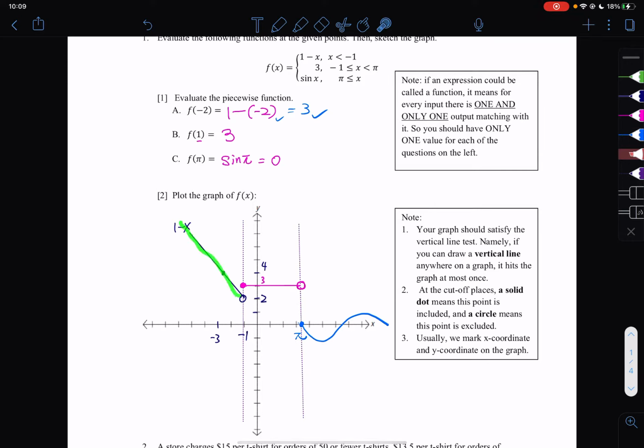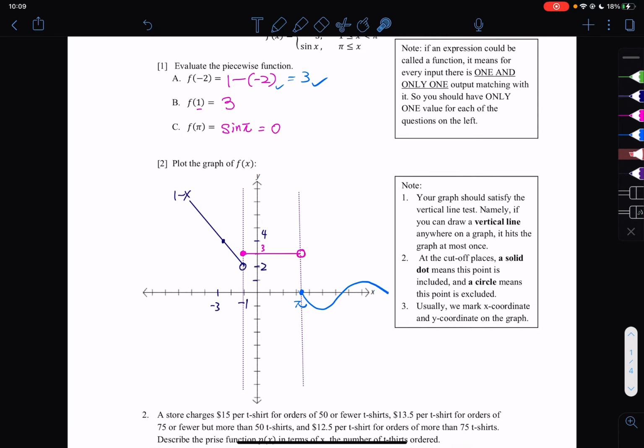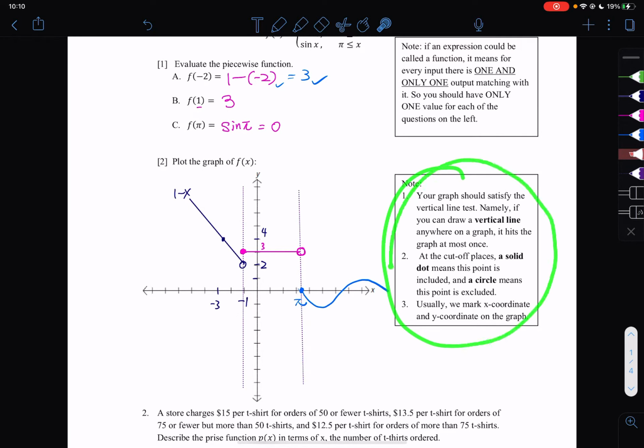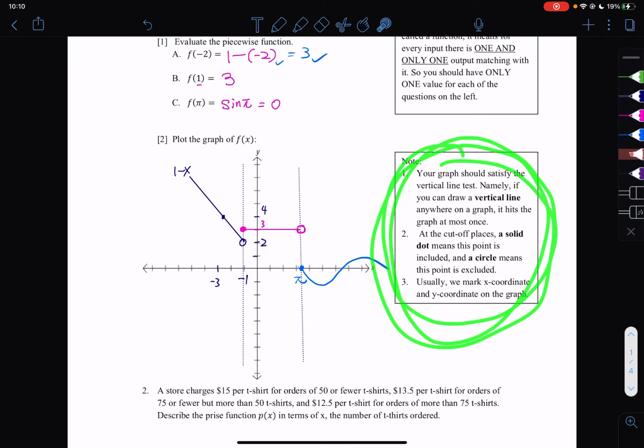Don't forget, it should have been 3 pieces. You are supposed to mark the x and y intercepts. You are supposed to pay special attention to the boundary points. Use a circle or dot to mark them clearly, and you can go over my expectations. I wrote those down here as well.